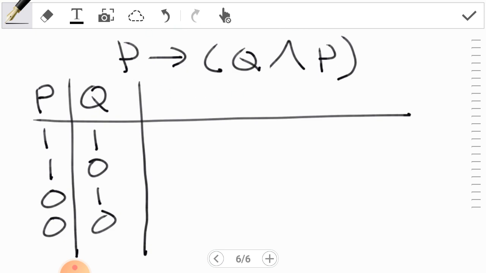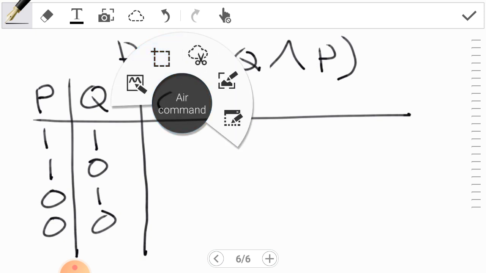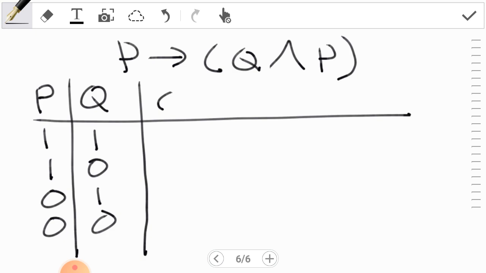compound proposition. So we already have here P. We need Q. We need Q and P. Q and P, we're using the conjunction and. If both are true, this must be true. Otherwise, this must be false.